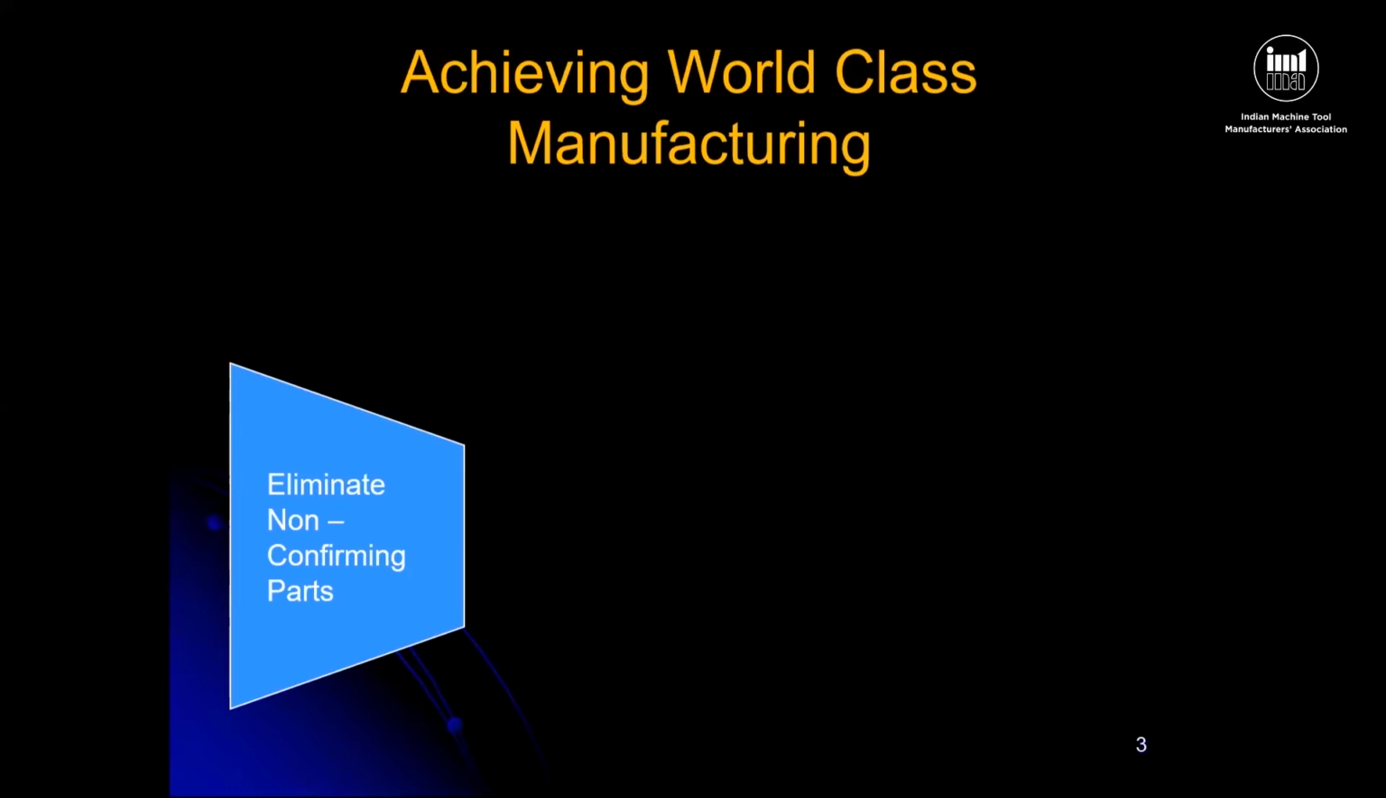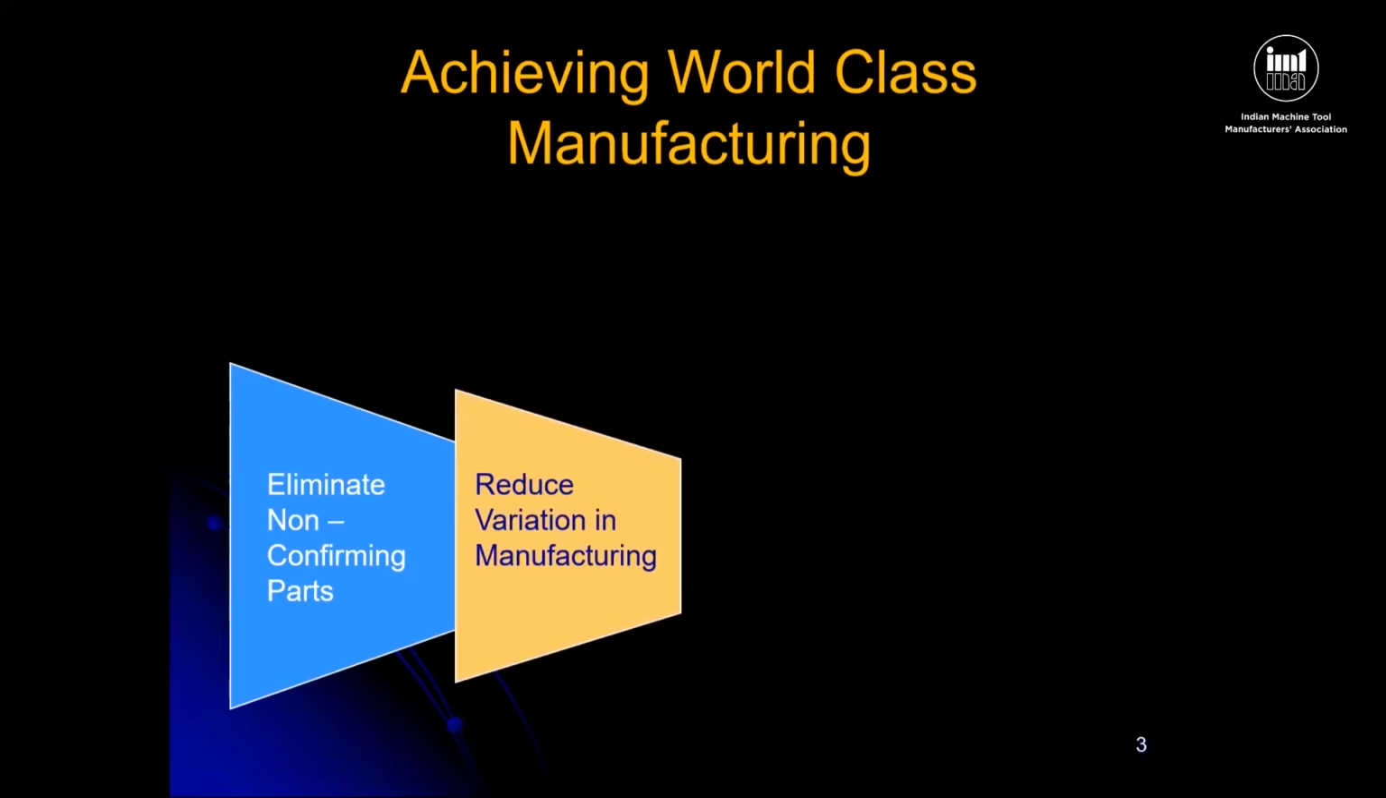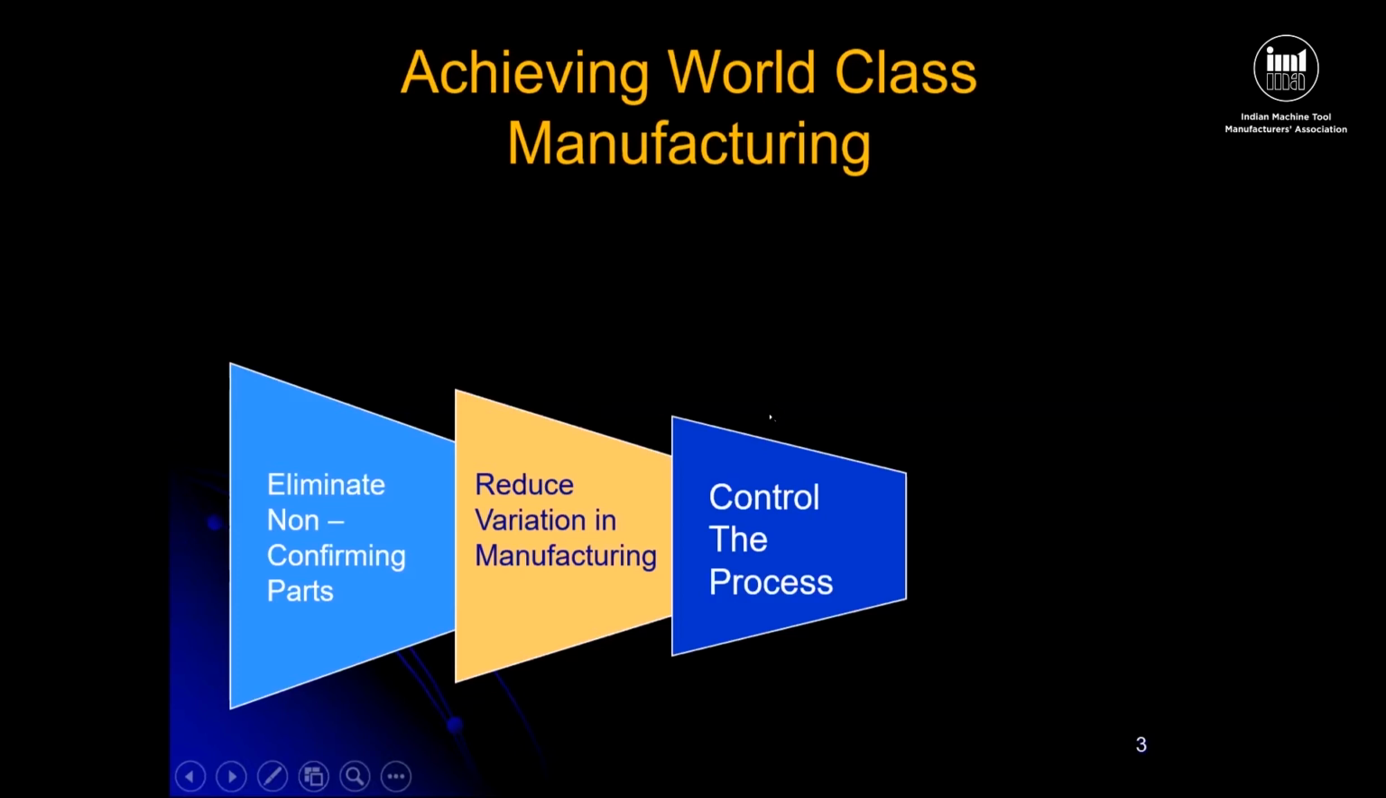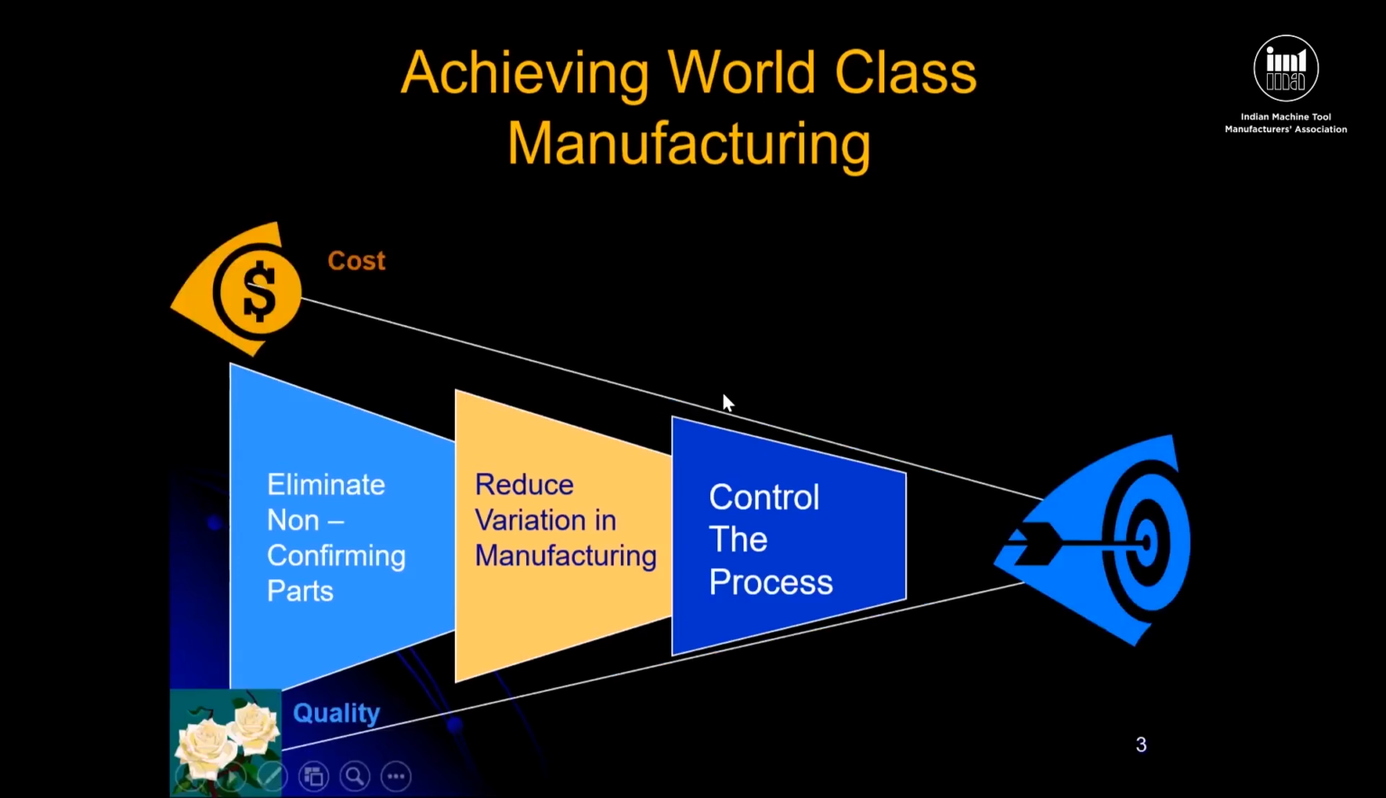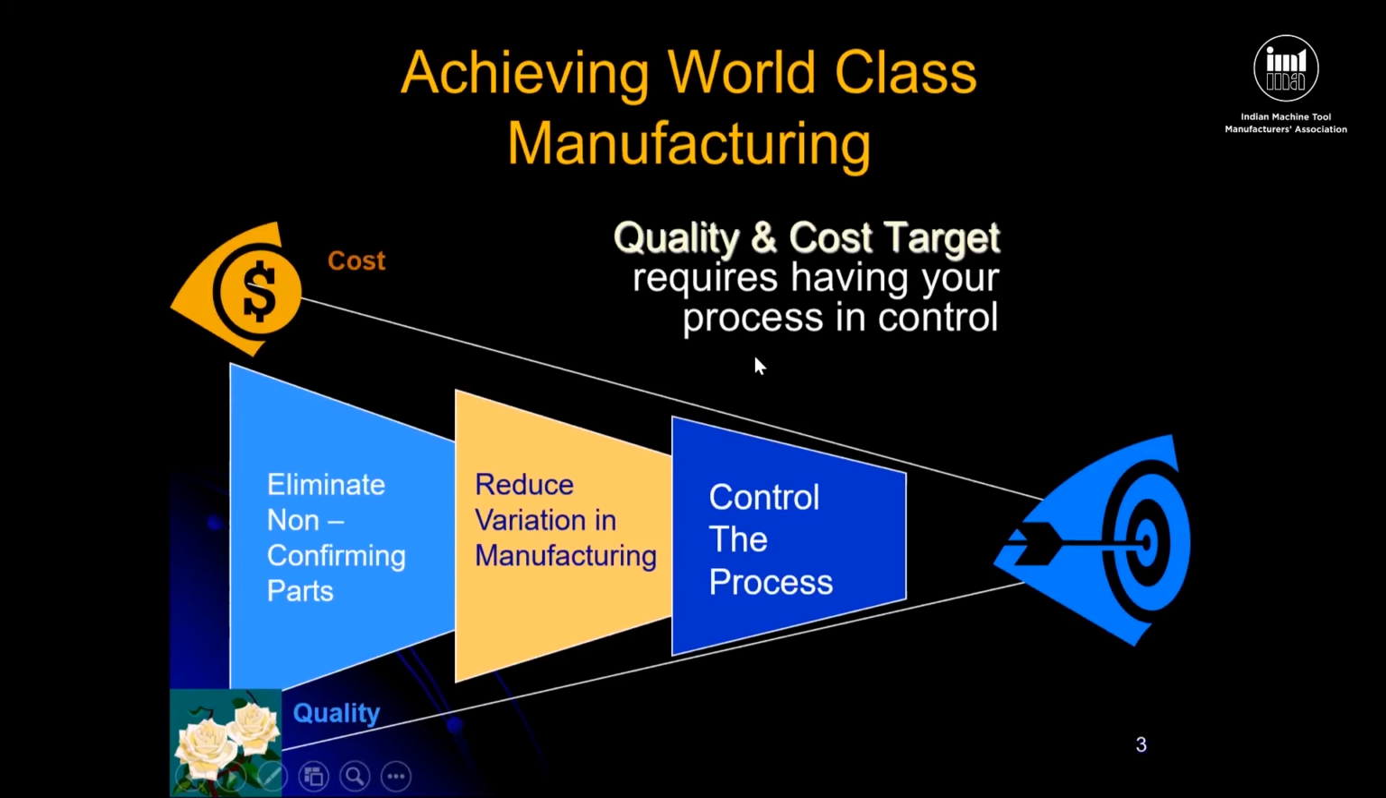But is this enough? Because what it means is that if your process is producing non-conforming parts, then obviously there is a variation in the process, and that variation needs to be reduced so that you only produce conforming parts and not non-conforming parts. So this is the next step that all companies have taken historically. And today, this means that you are controlling the process, and by controlling the process, you are meeting your target for cost and quality. And this also means that quality and cost targets require you to have process control.